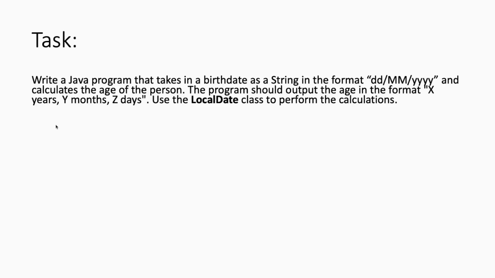In this exercise, we are required to write a function to deal with dates entered as string. We need to write a function that accepts a date in string format and calculates the age of a person. The program should output the age in this format: years, months, and days. So we will use the LocalDate class, and this is the method signature.